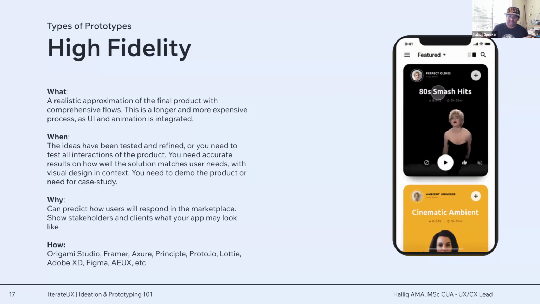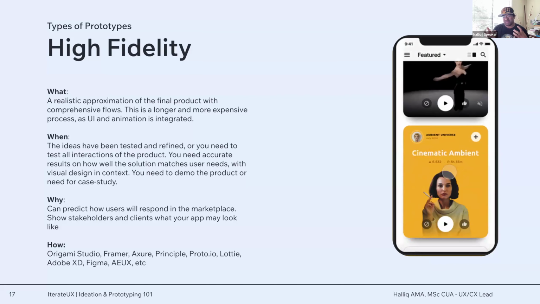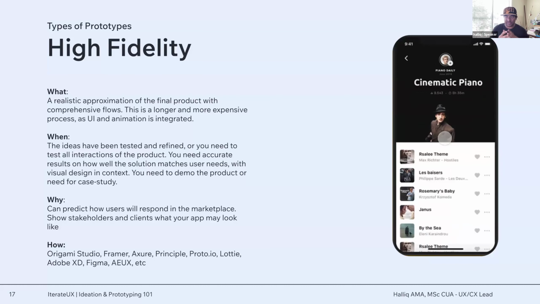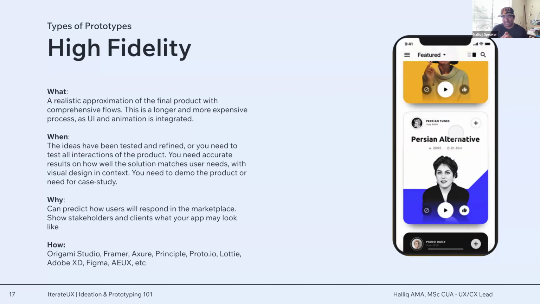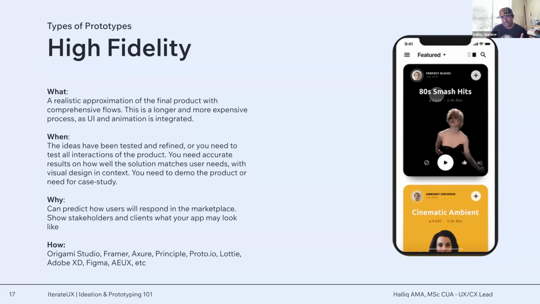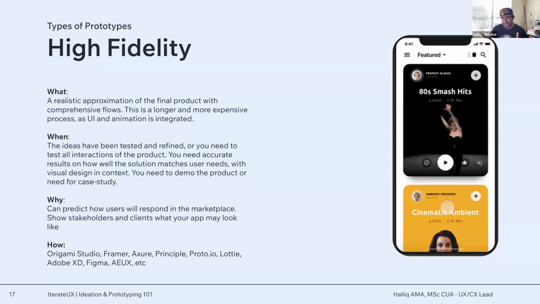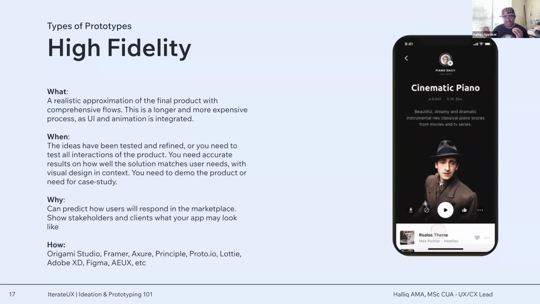So these are some of the tools that I personally use, like Origami Studio, Framer, or Axure, or Principle. A lot of these tools we can use to create nice high fidelity prototypes with superb transitions and a lot of micro interactions. My personal favorite would probably be a mixture of Figma and Lottie, and then some Origami Studio or Principle. I actually mix tools to bring in some of these elements.